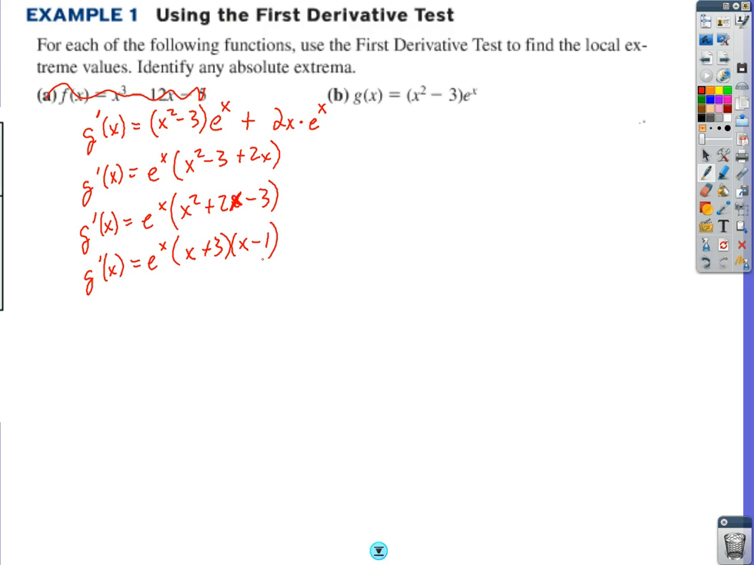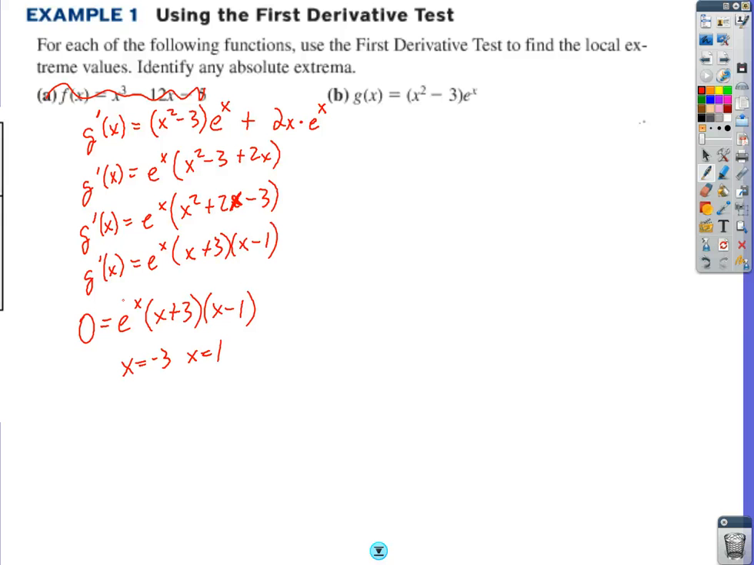I have to go through the same steps, right? I want to find out when is g prime of x equal to 0, so I've got to set this equal to 0. And I have to find out, well, when is it equal to 0? And you should see easily that x equals -3 and x equals 1 are critical points. But what happens here with e to the x? And this is where you have to remember that e to the x will never, ever, ever be negative.